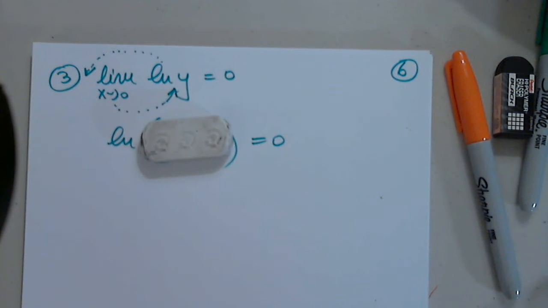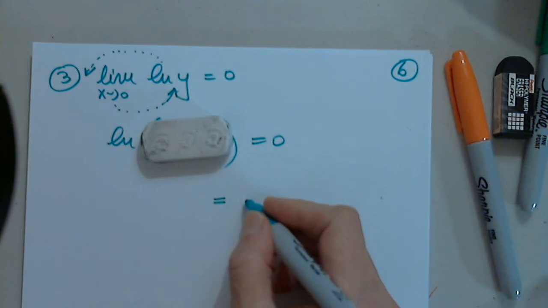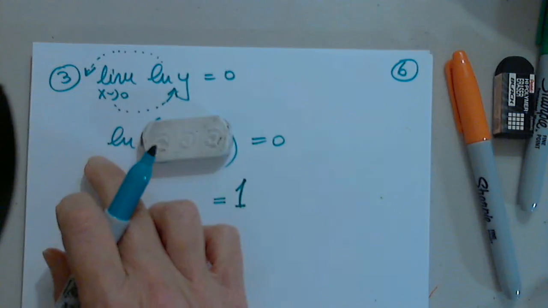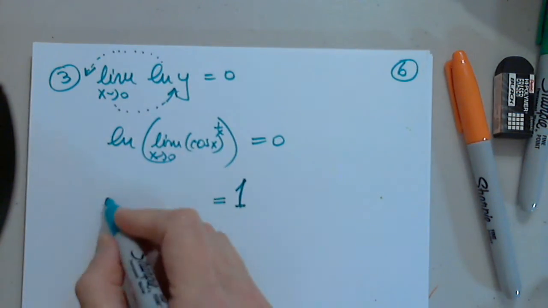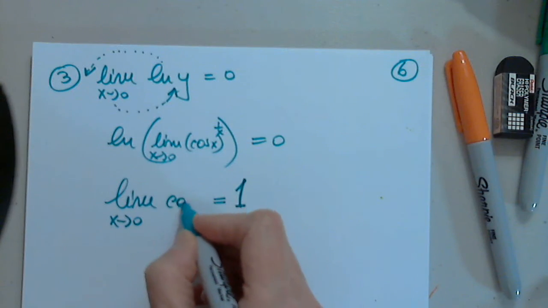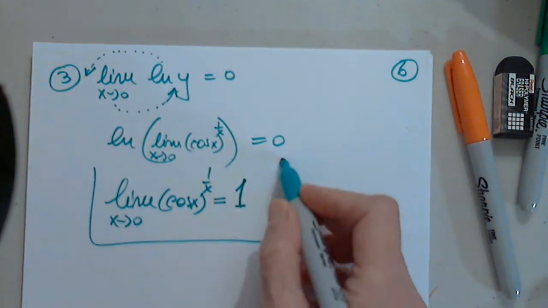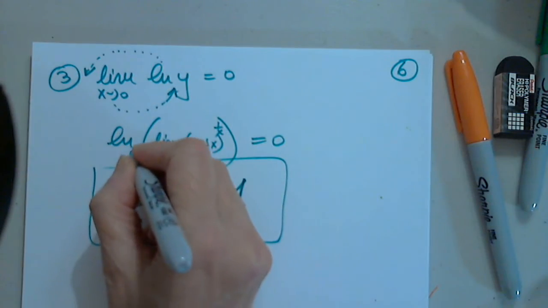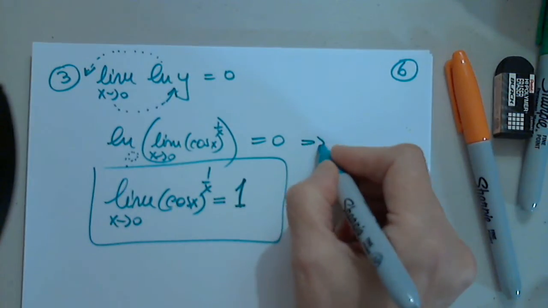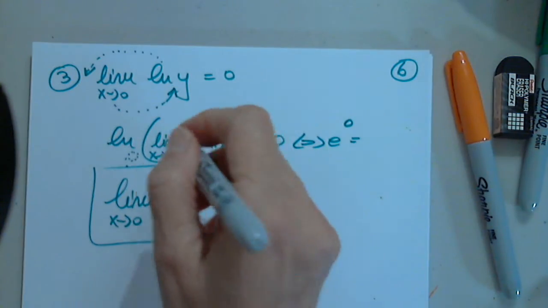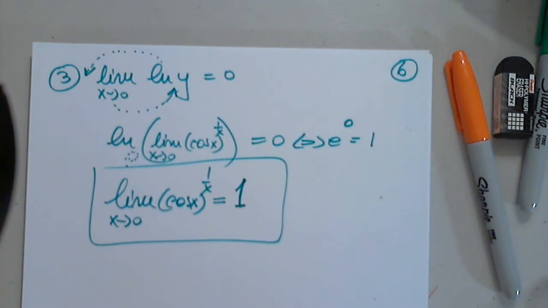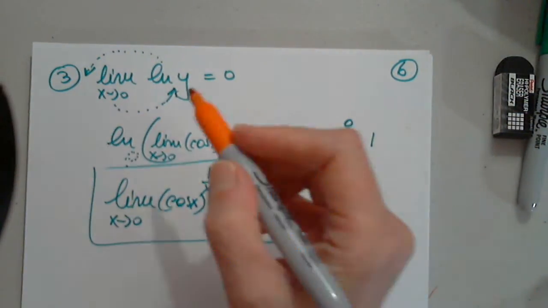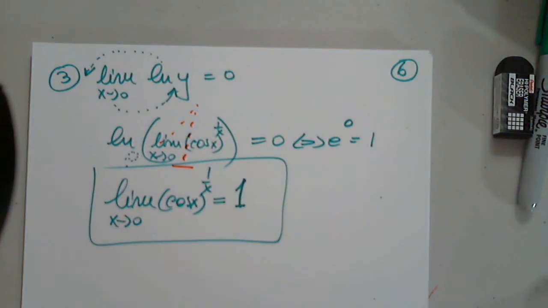And that's the answer. One. Only natural log 1 is 0. Or you say e raised to 0 equals what? Well, it has to be 1. That's why this piece must be 1. Great pick. Moving on.